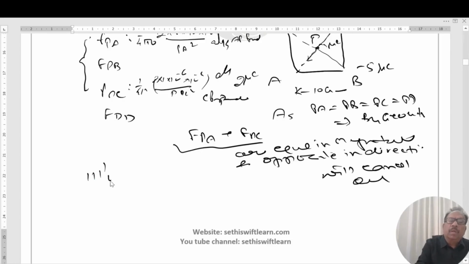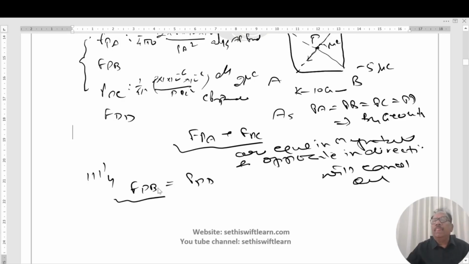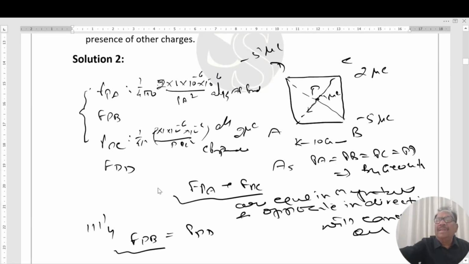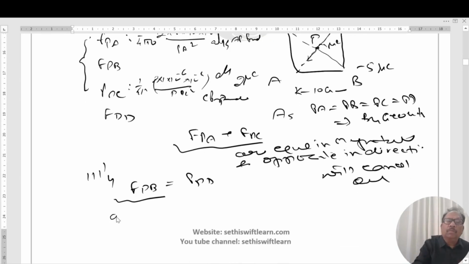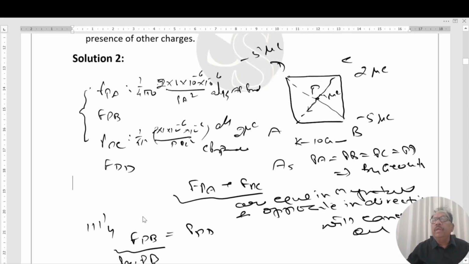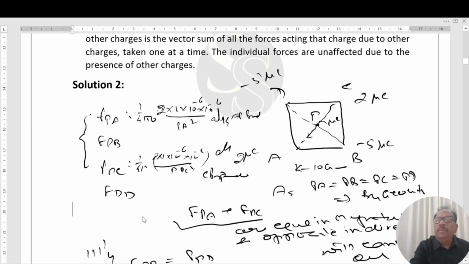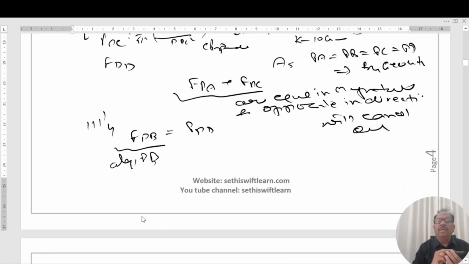And similarly, FPB will be equal to FPD. PB will be attractive in nature, which means FPB will go along PB produced. And FPD will be along PD, attractive in nature, along PD. Both are along PD.